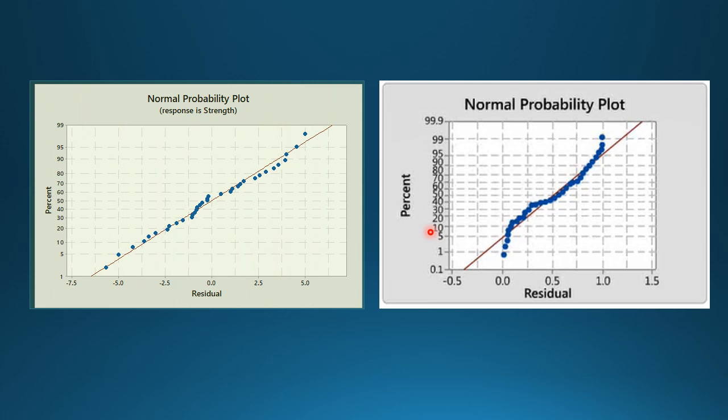Here is a normal probability plot. It describes residuals that likely follow a normal distribution. We can see that these residuals approximate a straight line. This plot exhibits patterns that indicate the residuals do not follow a normal distribution.